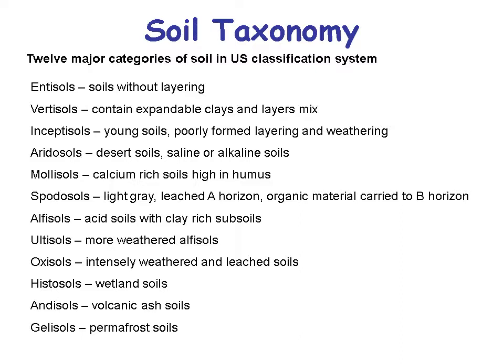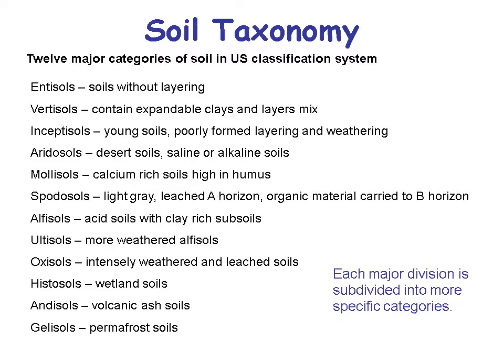Oxisols are intensely weathered and leached soils, and histosols are wetland soils, andisols are volcanic ash soils, and gelisols are permafrost soils. Each major division is subdivided into more specific categories, and there's 12,000 more specific categories. So I'm just pointing there again to the kind of soil that I'm used to where I live. I've lived most of my life in eastern Kansas, eastern Oklahoma.